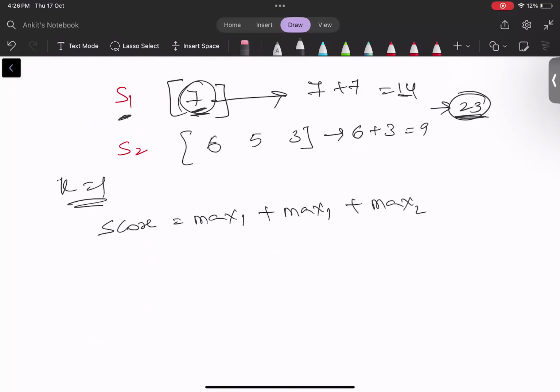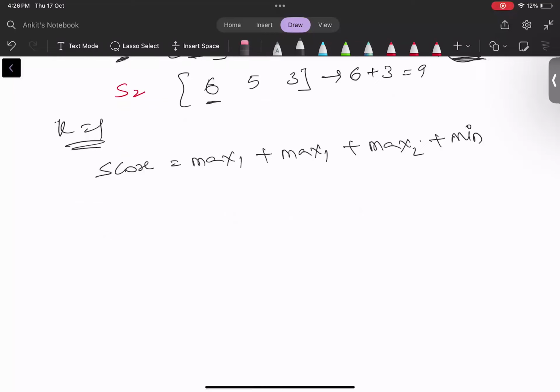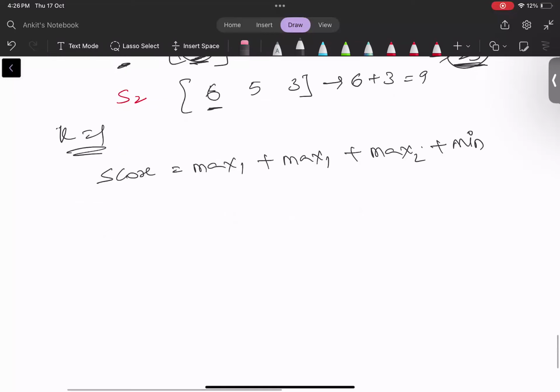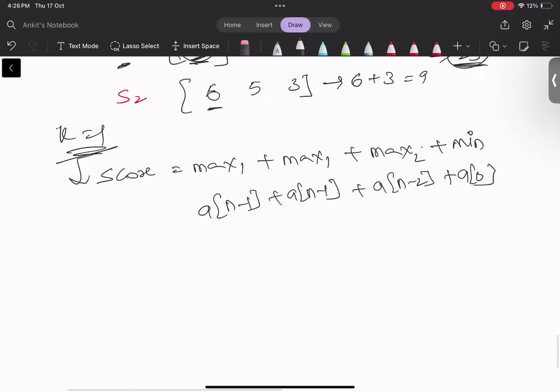And in the second array, we are keeping the second maximum element. So max 2 will be the maximum value there and the minimum value will be as it is. So if I see here, the score will be A of n minus 1 plus A of n minus 1, plus max 2, which is A of n minus 2, plus A of 0. This is the exceptional case when k is equal to 1.